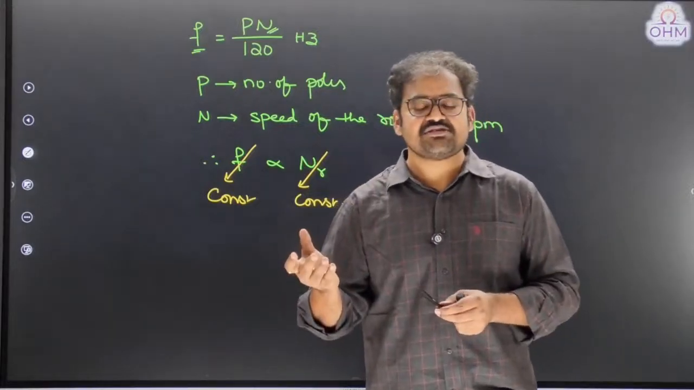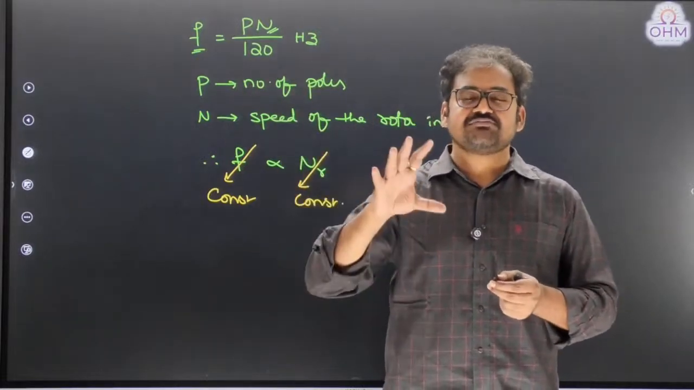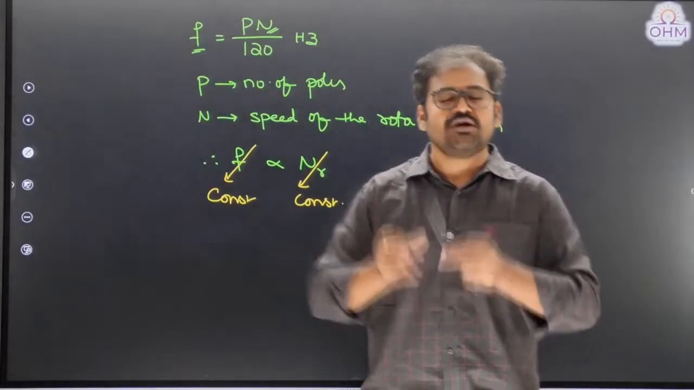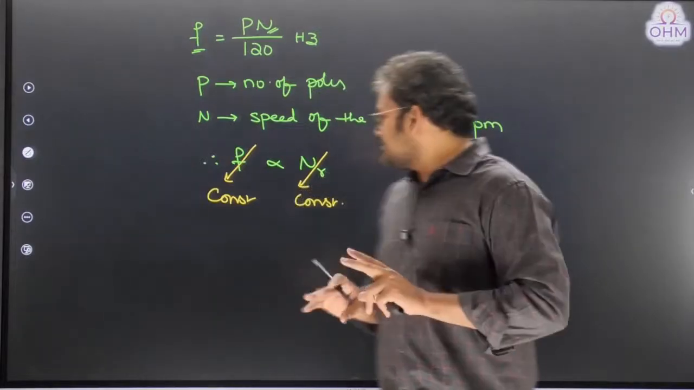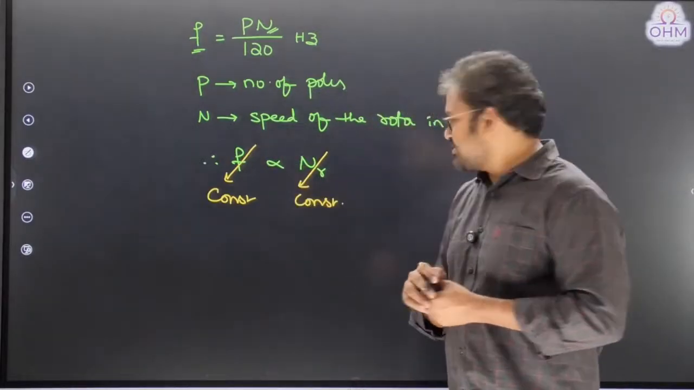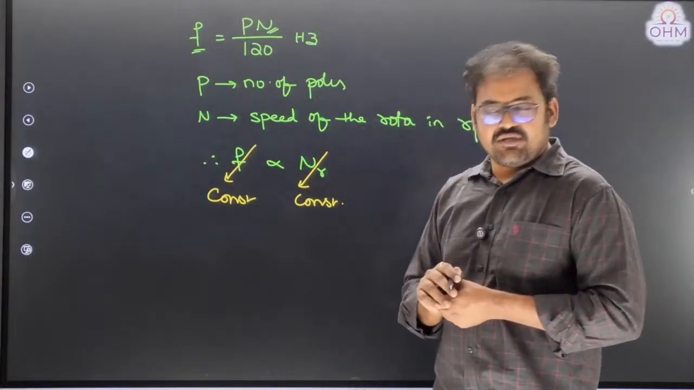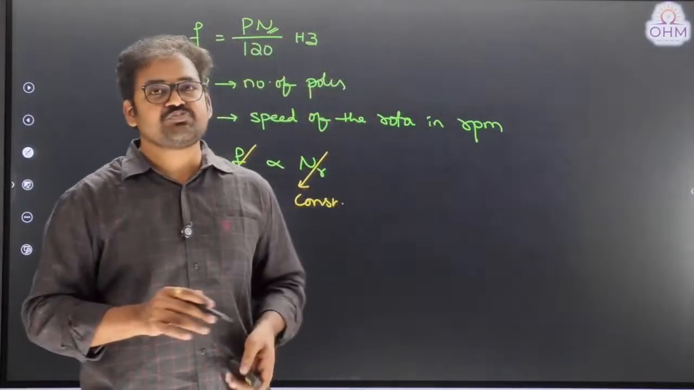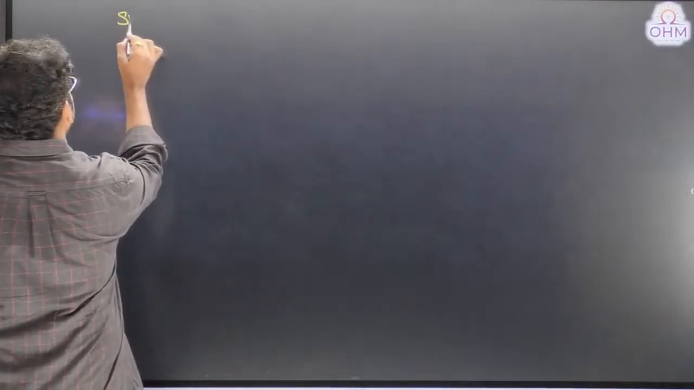Whenever load changes, speed is subject to change. Of course, the turbine governor system will act, damper winding will be there, and synchronizing torque will be there to get the speed back to the rated value. But ideally, to keep the frequency constant, we have to keep the machine speed constant. Now we need to understand what is meant by synchronous speed in a generator.